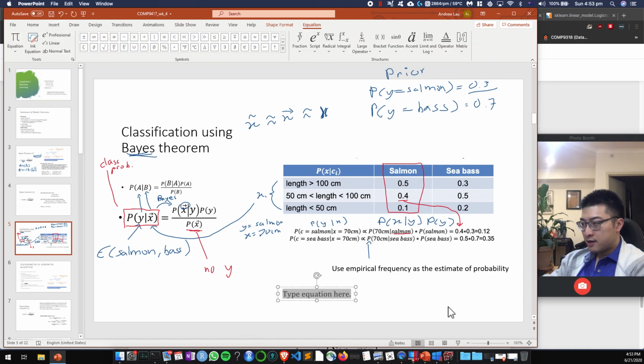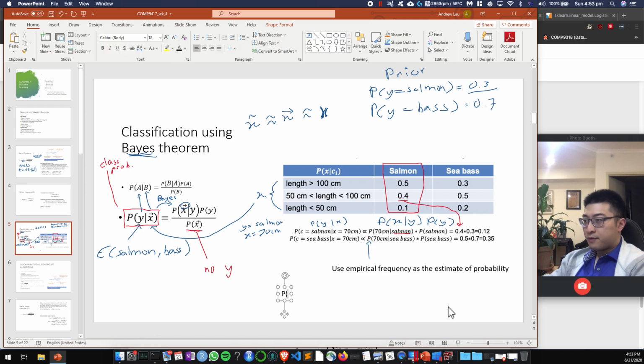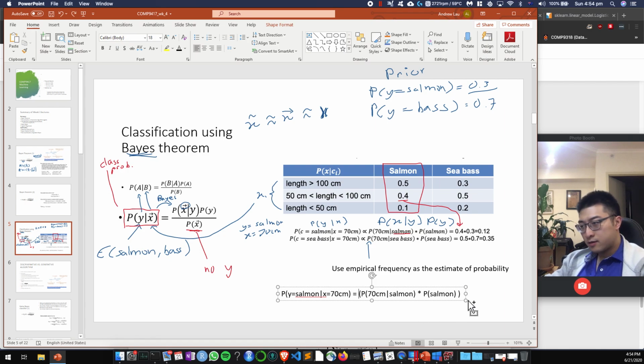So what I mean is the probability, the top one, you want the probability of y equals salmon given x equals say 70 cm, but what it actually is and you're going to divide it, you will get the probability of 70 centimeters given salmon times the probability of salmon. Okay, and then to that you divide it by the probability of 70 centimeters.